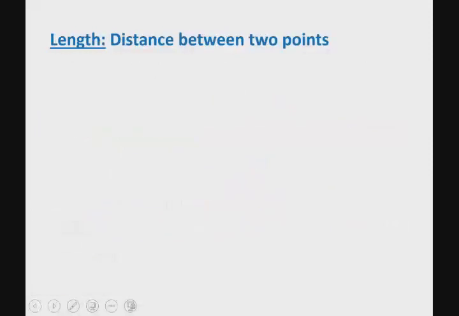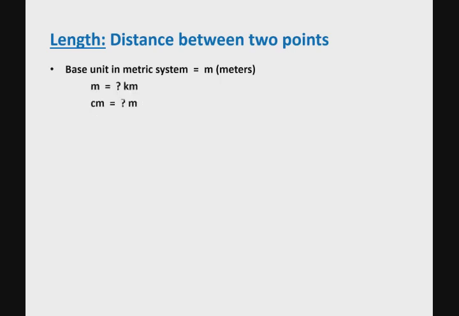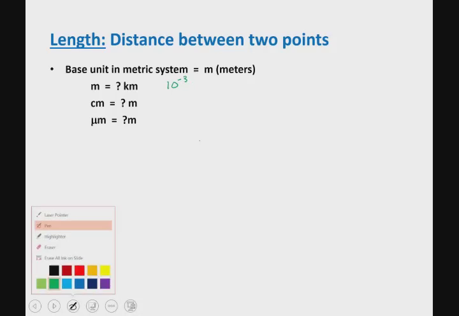Okay, so some of the common properties that we measure during the course of our study include length. Length is defined as the distance between 2 points. The base unit for length in the metric system is meters. Can we use the strategy that we used earlier and write equations to relate these units? Okay, so 10 raised to minus 3, sorry, my mistake.